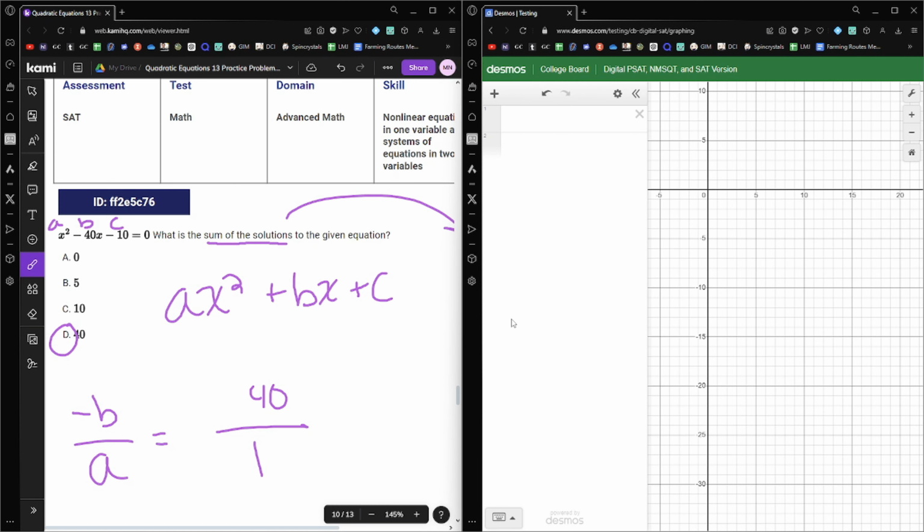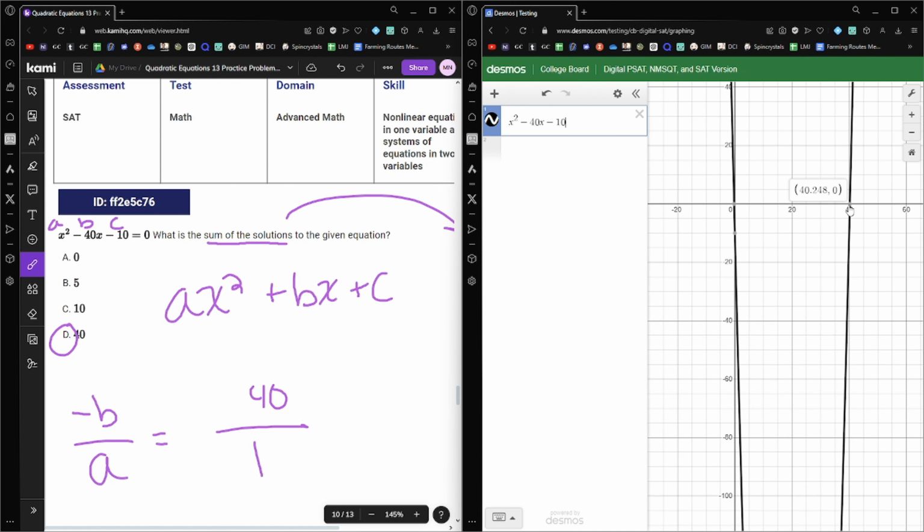Of course, if you don't want to remember negative b over a, you could just put it in Desmos. So x squared minus 40x minus 10. We get our two solutions will be 40.248 and negative 0.248. So if we add those two up, 40.248 plus negative 0.248, we get that the sum of our solutions is going to be 40, which is the exact same thing as what we got.